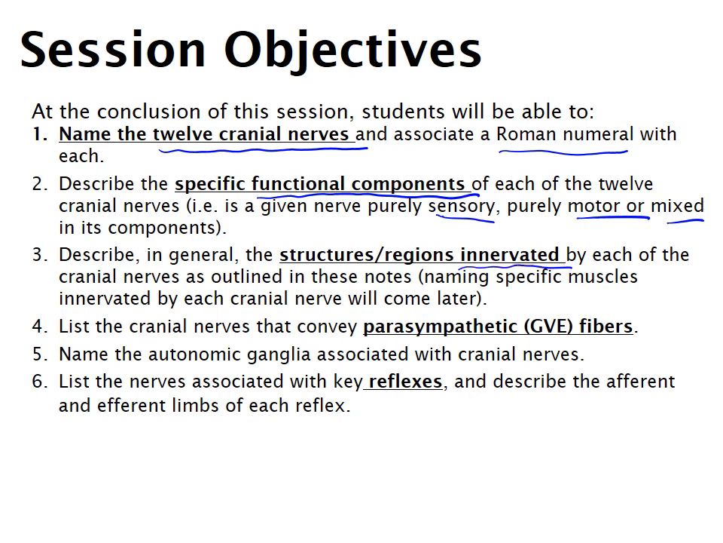We want to see which nerves participate in parasympathetic innervation. We want to look at the autonomic ganglia associated with these cranial nerves. And we also want to look at the key reflexes associated with these nerves, including the afferent, or the sensory limb, or the input limb, and the efferent, or output limb of these reflexes.